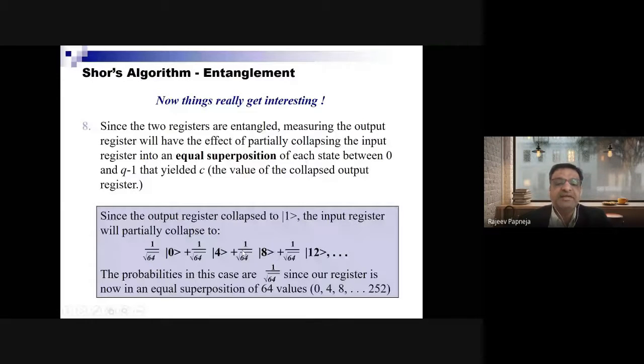So the probability amplitude in this case is 1 over root 64, since our register is now an equal superposition of these 64 states, 0 to 252. What are the 64 states? 0, 4, 8, 12, 16, and so on, 64 states.